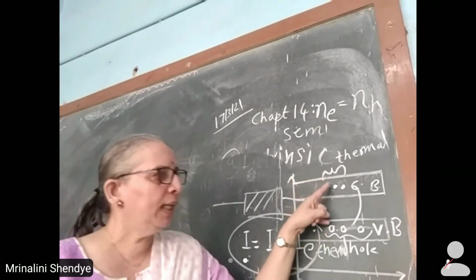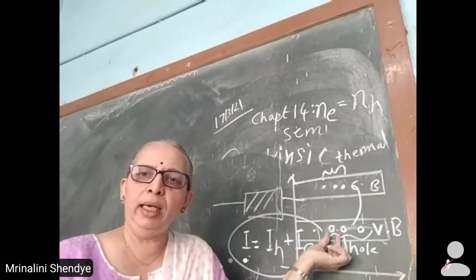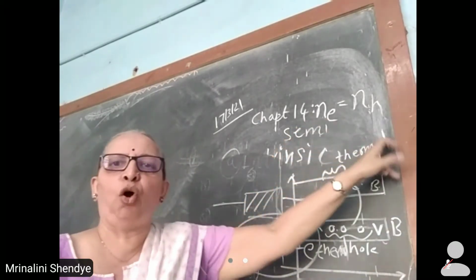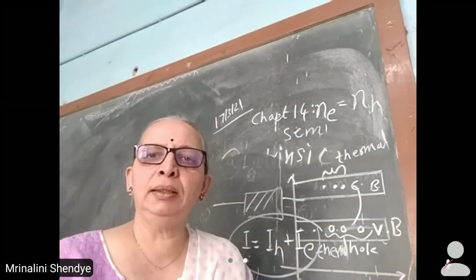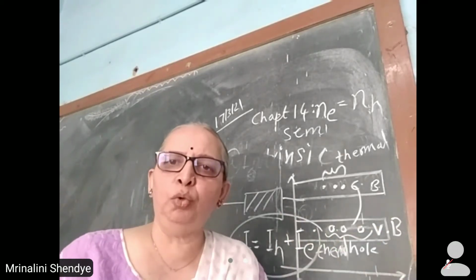Whenever one electron jumps in conduction, one hole is created in valence band and hence Ne is always equal to NH. But what happens if the temperature is raised further beyond the room temperature?